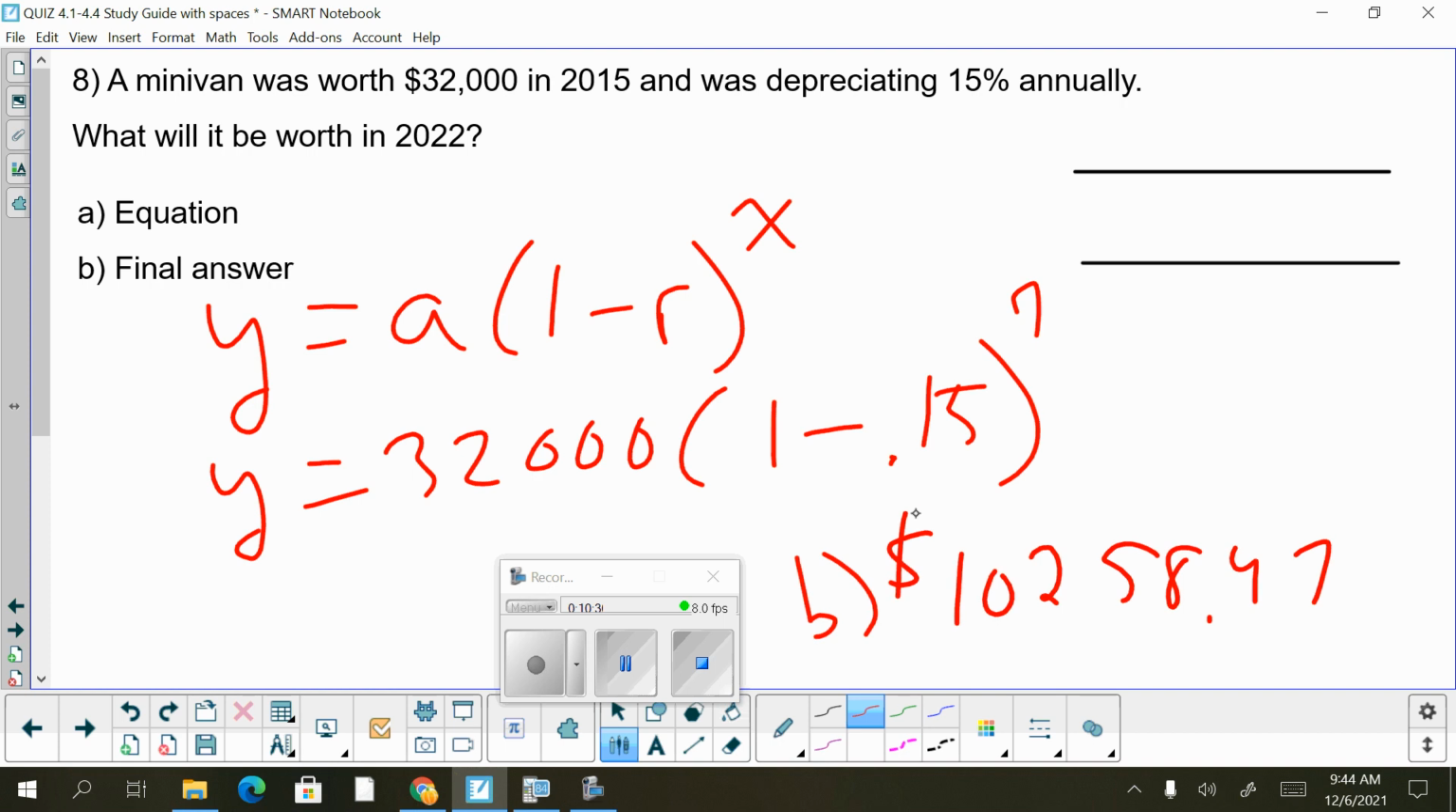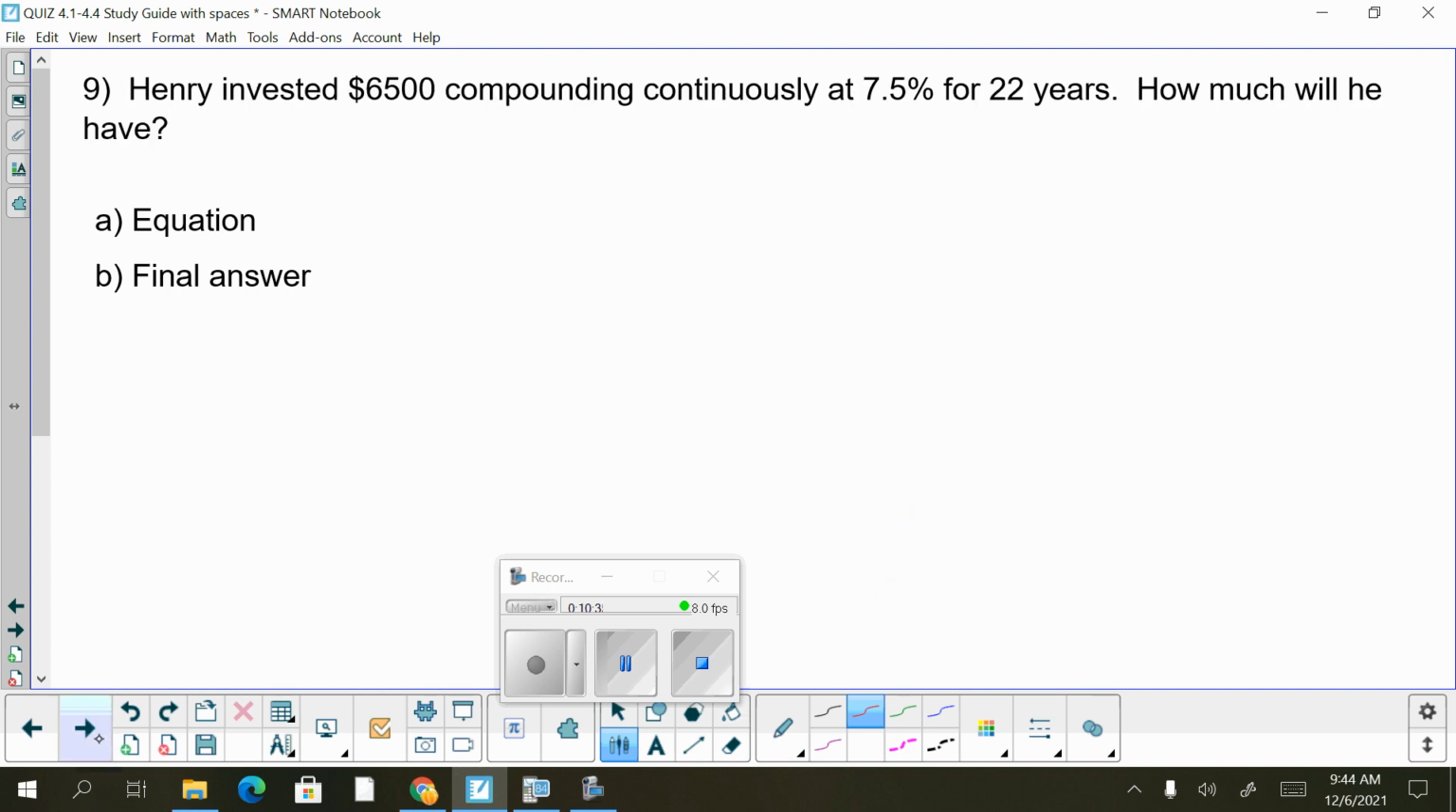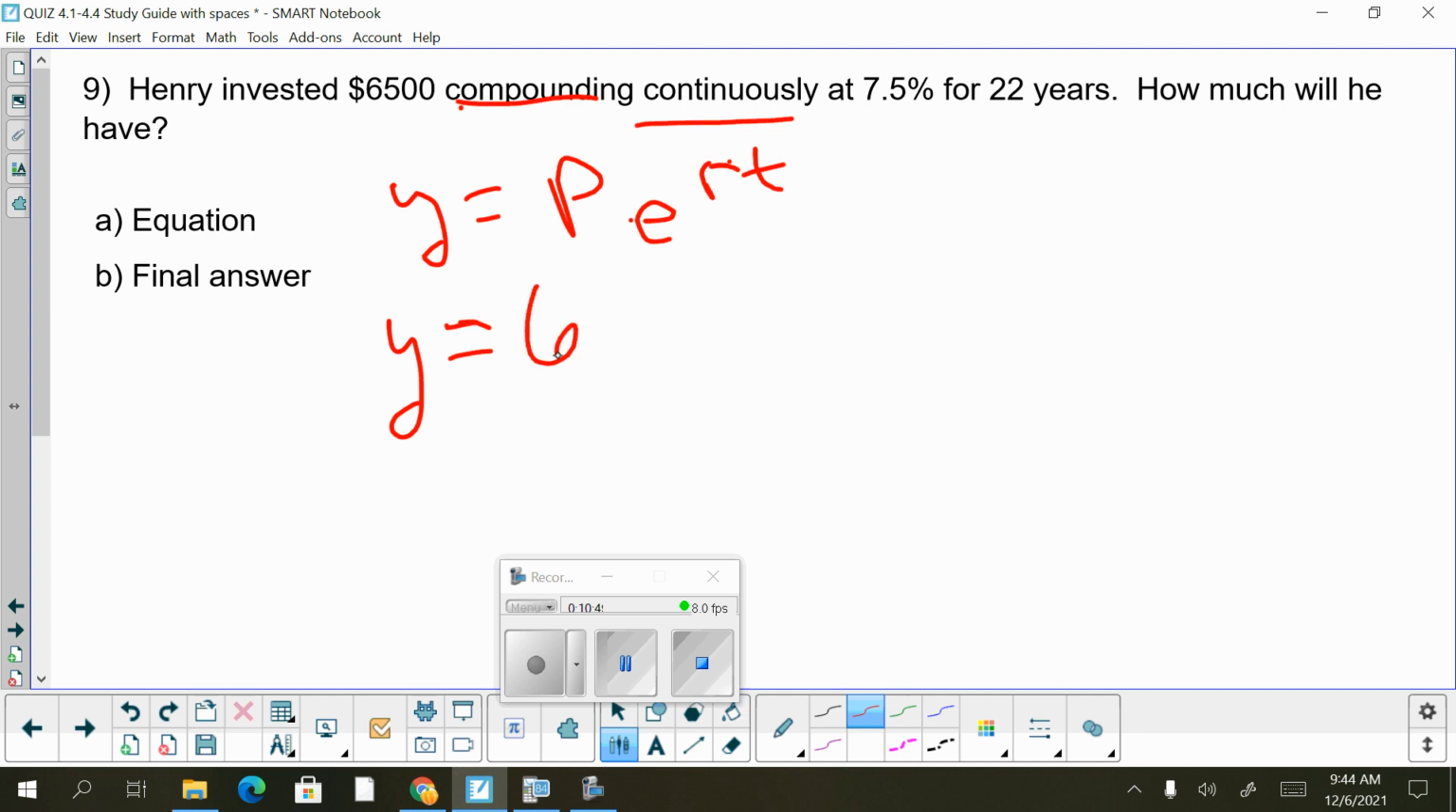$102.58.47. All right, looks like he's compounding continuously. We have a special formula for compounding continuously called PERT. Now, e in this formula is just the e button on the calculator. Maybe I'll type this one in with you guys so you can see.